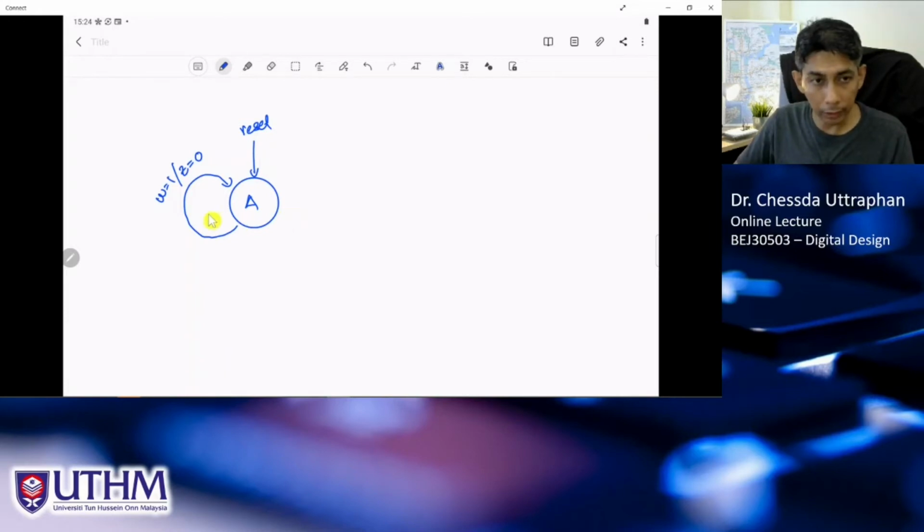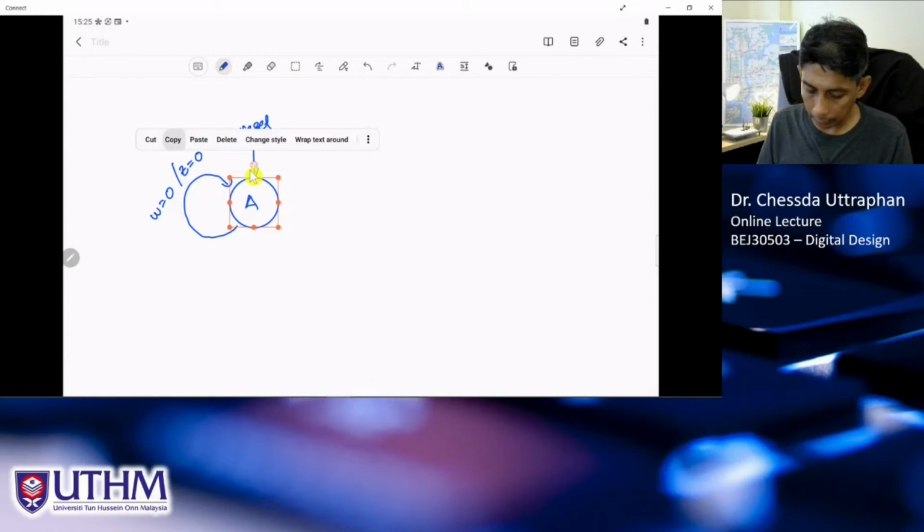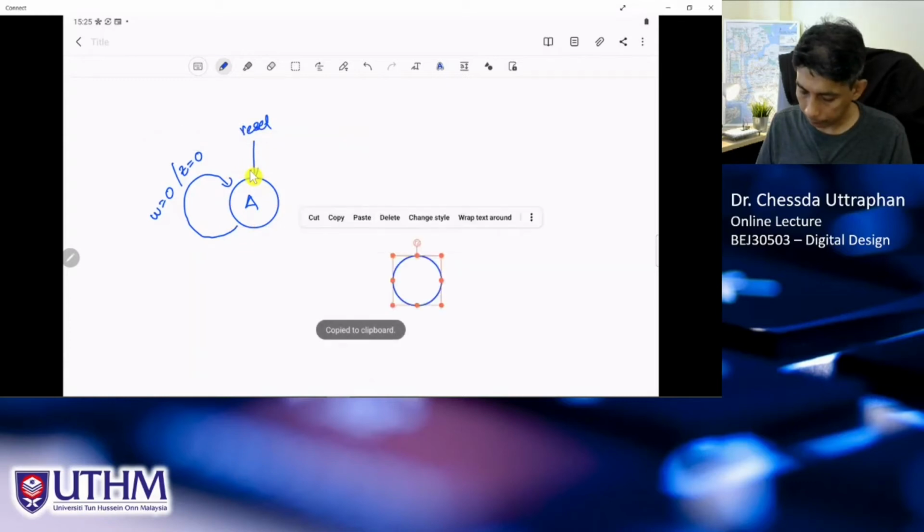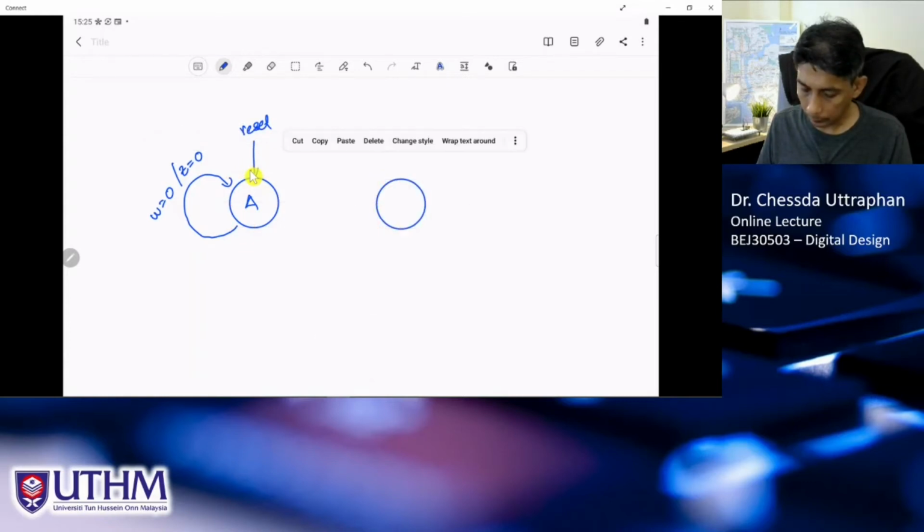And of course, this is if w equal to 0. If w equal to 0, z should be equal to 0, and we remain at state A. But if z equal to 1, we cannot remain at A, all right? If not, we will be at A forever.